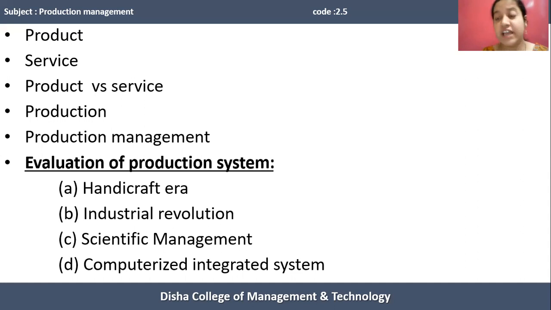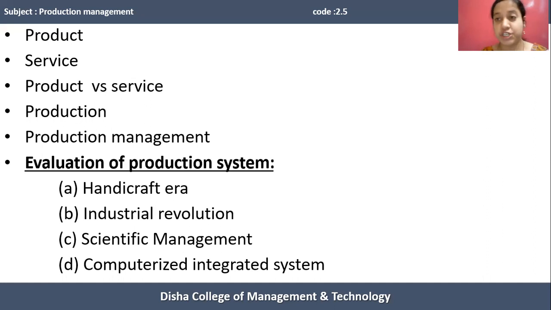And a product has certain dimensions, like length, width, and depth, and it also requires certain space for storage. But a service doesn't have certain dimensions, and it doesn't require any space for storage. So these are the general differences between product and service.